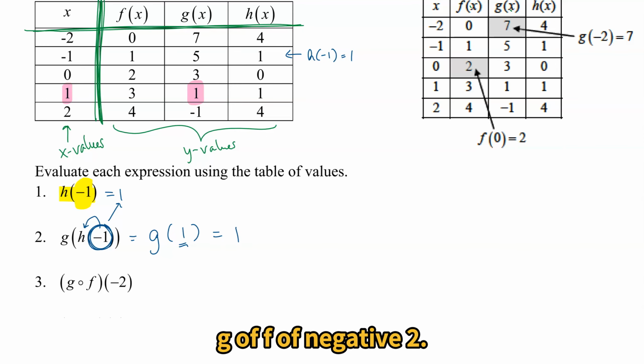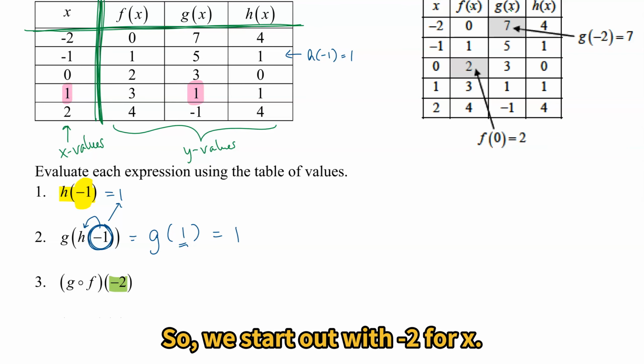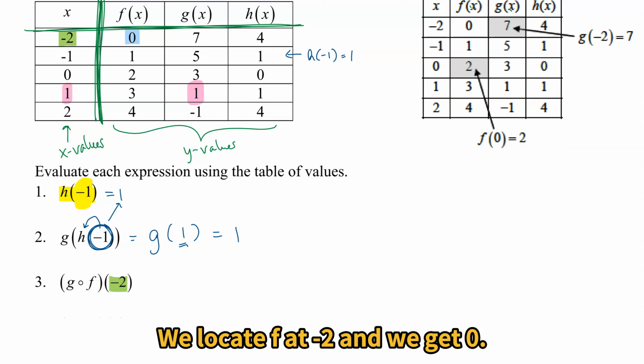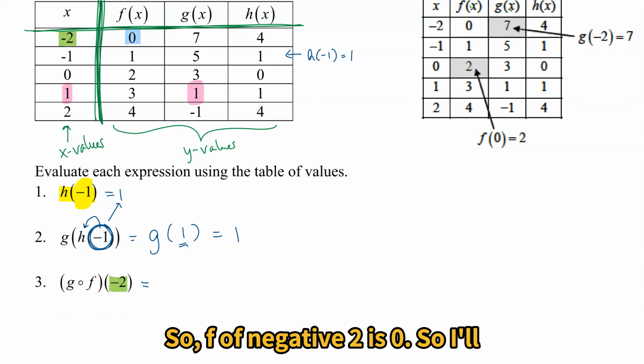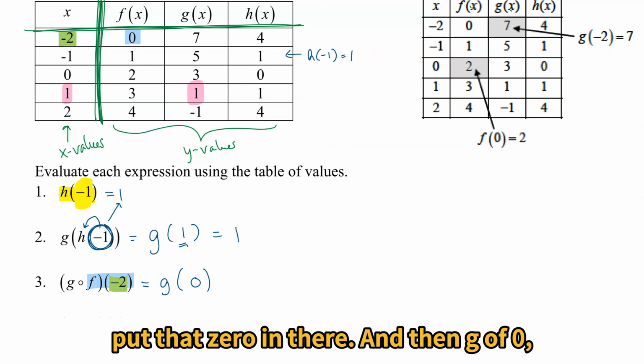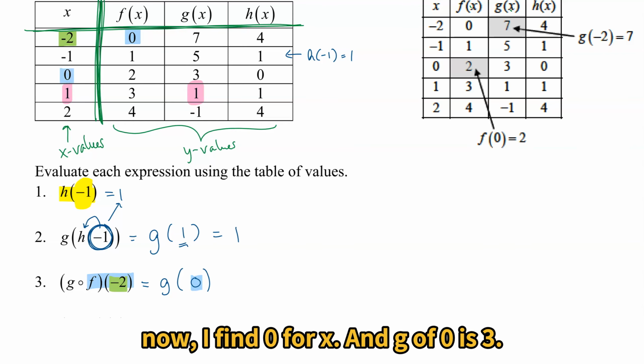g of f of negative 2. So we start out with negative 2 for x. We locate f at negative 2, and we get 0. So f of negative 2 is 0. So I'll put that 0 in there. And then g of 0, now I find 0 for x, and g of 0 is 3.